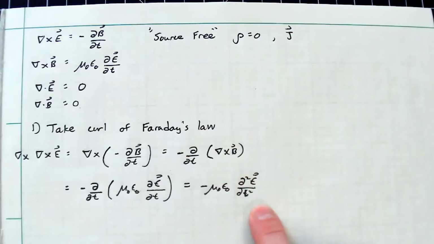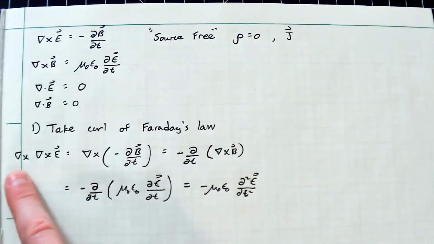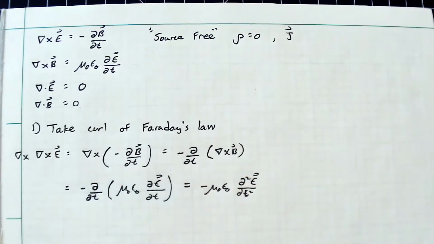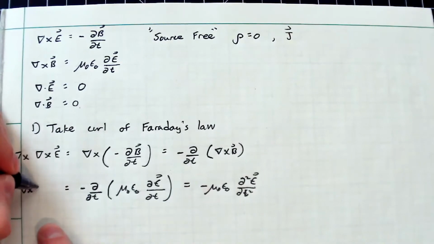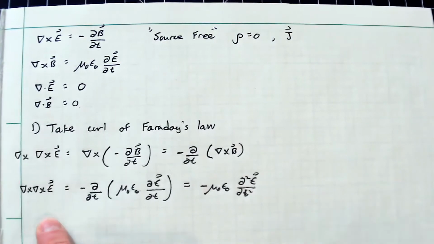So then this curl guy here is kind of a problem. Let's write that out here. Del cross E.